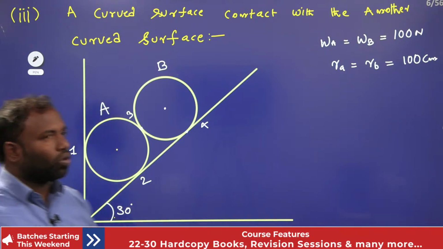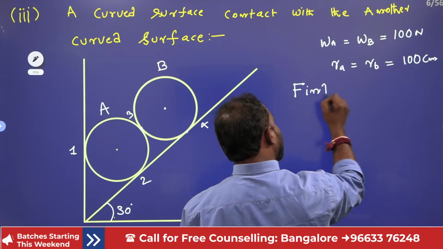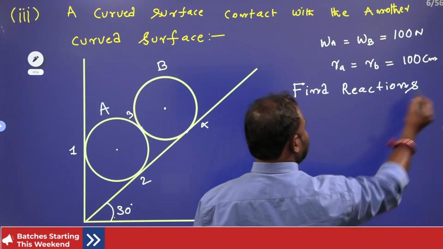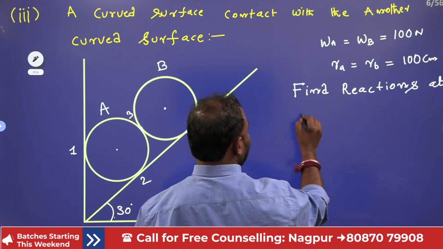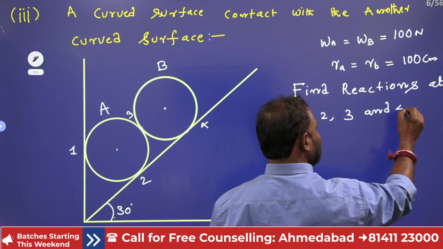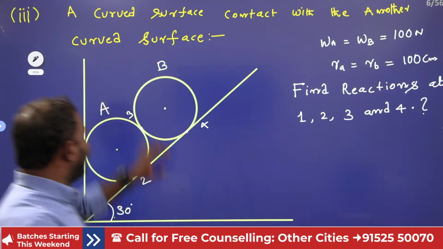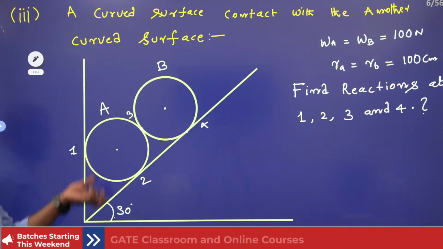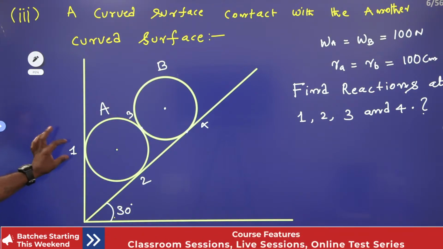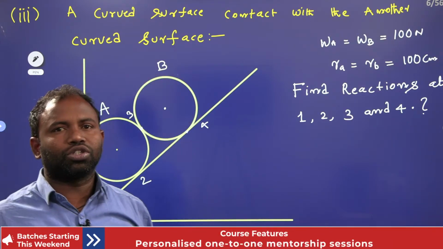Now what is your question? Find the reaction at 1, 2, 3 and 4. Two weights are given, and also this inclined surface makes an angle, and the balls are resting here. Now we need to find out the reaction at contact 1, contact 2, contact 3 and contact 4. This is what the question is.